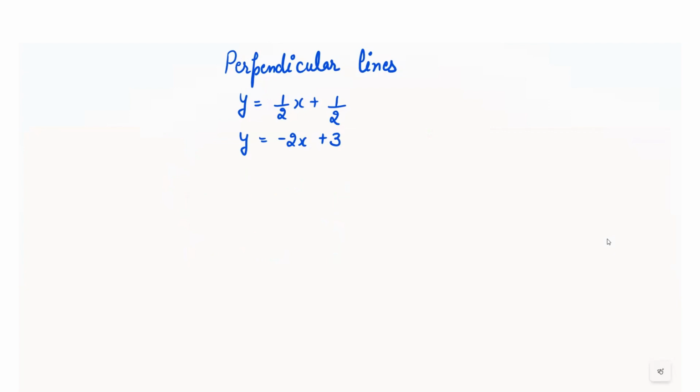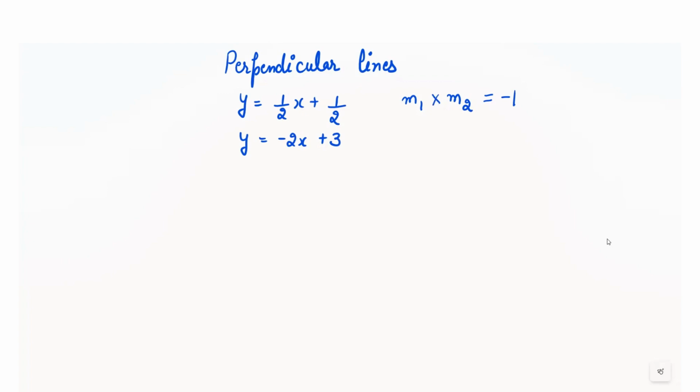What it means is, if I take the gradient of one line as m1 and the gradient of the other line as m2, and I multiply both the gradients of the lines, that should equal -1 if the lines are perpendicular. So I have written here two equations. Let's find out whether these two lines are perpendicular to each other by using the same concept.